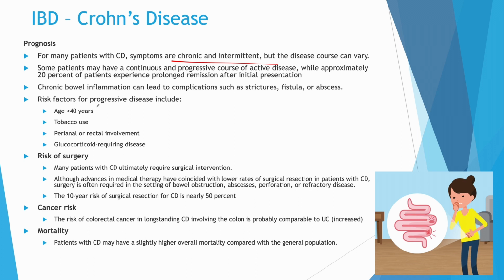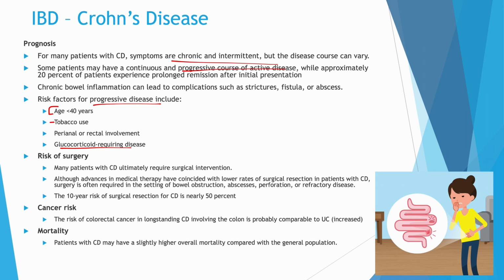Risk factors for progressive disease: age less than 40, using cigarettes. This is the third time I've mentioned it, tell them to quit smoking. If you have perianal or rectal involvement, you have higher risk for progressive disease as well as glucocorticoid-requiring disease if it doesn't get better.